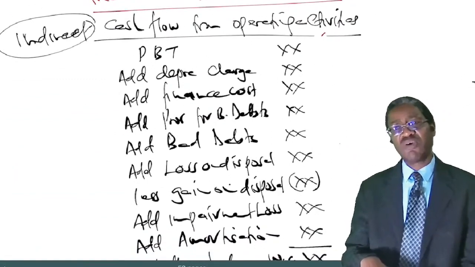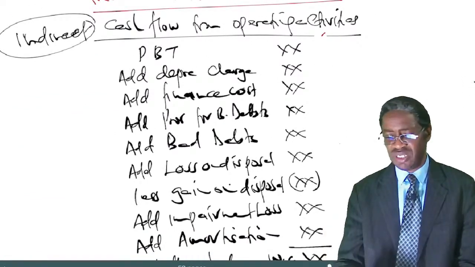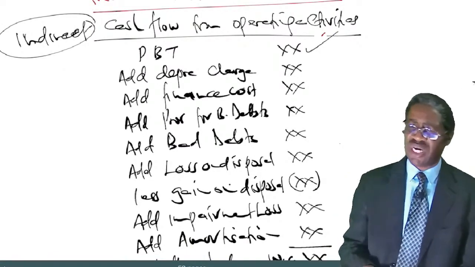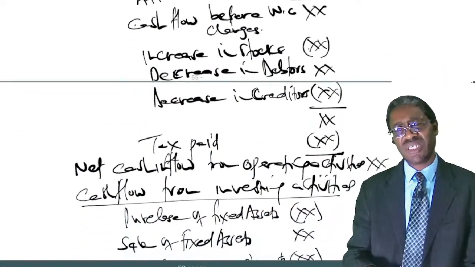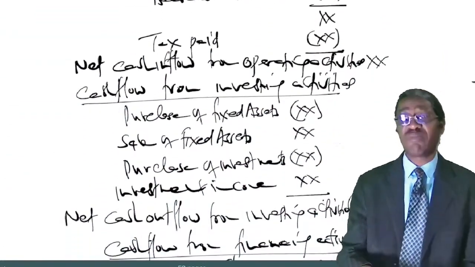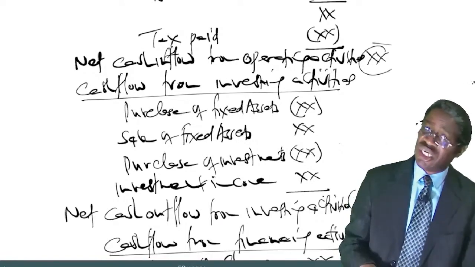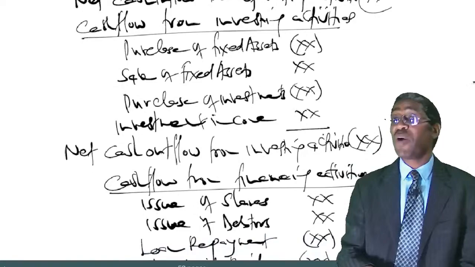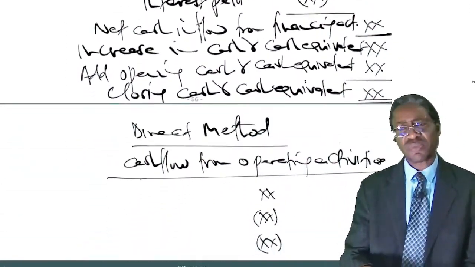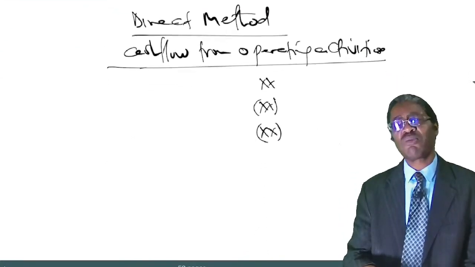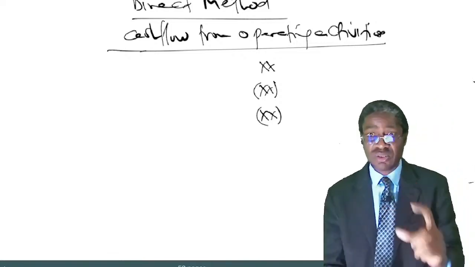You remember, for the indirect method, we talked about how to get the cash flows from operating activities, where we were saying get the profit before tax, adjust it with all the non-cash items, then adjust with working capital items and minus the tax paid. We were getting that amount called the net cash inflow or cash flow from operating activities, then the investing and so on.